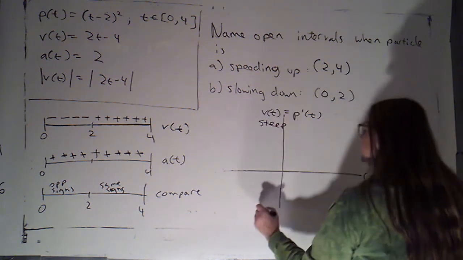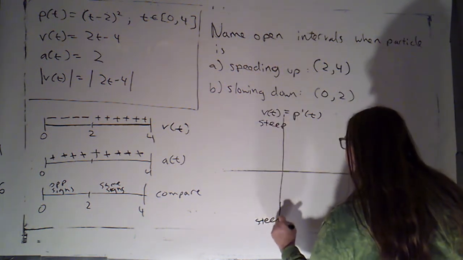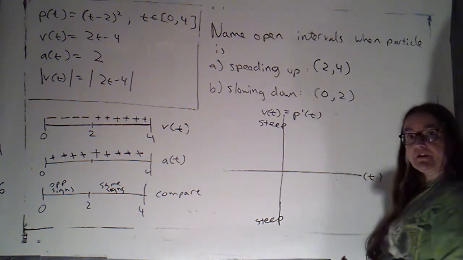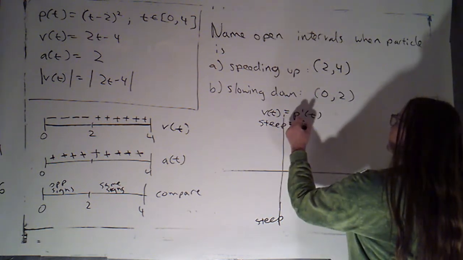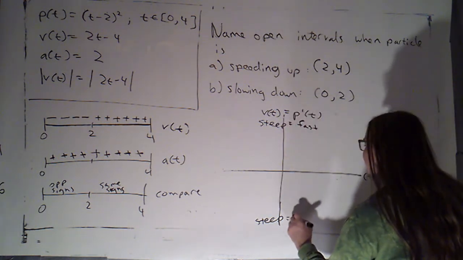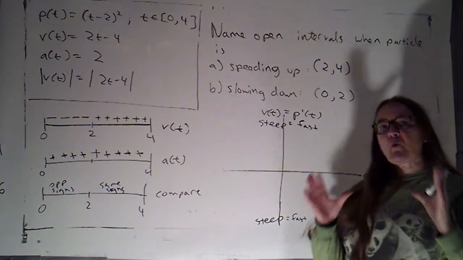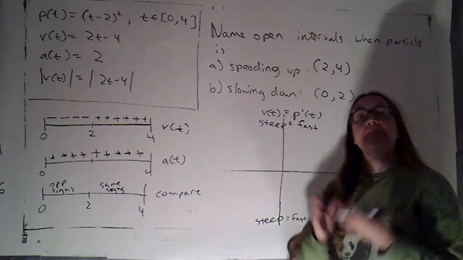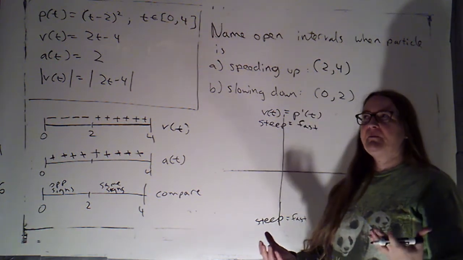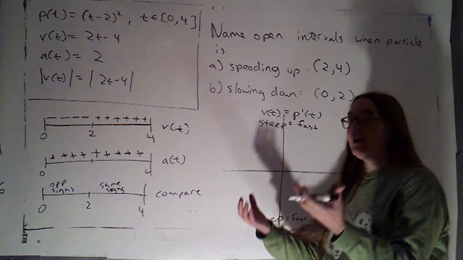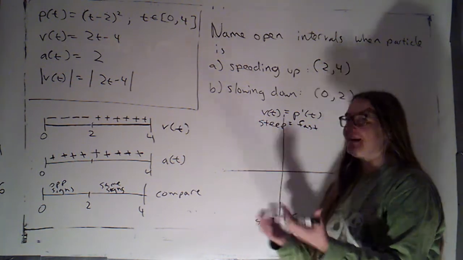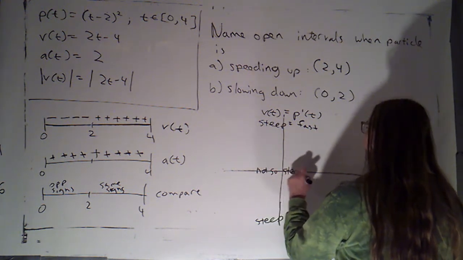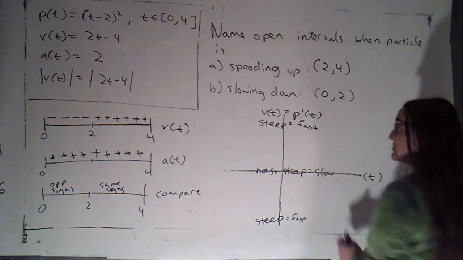So we said there were steep zones, and that would be where the absolute value of the slope, or the absolute value of the derivative, was big. Steep, I can now interpret as fast. When the graph of position is steep, the slope of the tangent line is going to have a big absolute value. But that means the absolute value of the velocity, or the speed, is big. Not so steep, that now corresponds to slow.